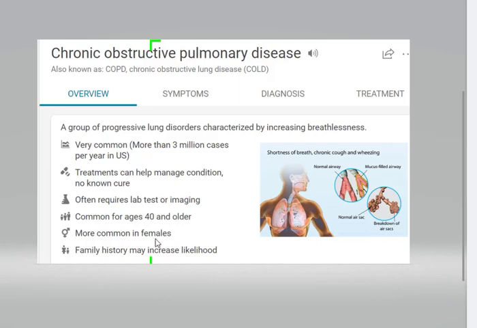It is common for 40 or older, and females, oddly enough, are more likely to get it. And if you have a family history of COPD, then your chances are much higher. So the symptoms would be shortness of breath. You have trouble getting your breath. A chronic cough. You just cough nonstop, and wheezing.